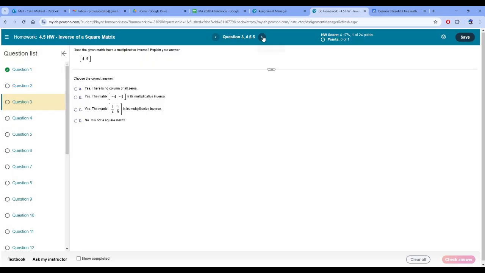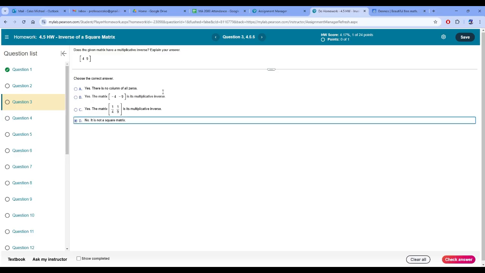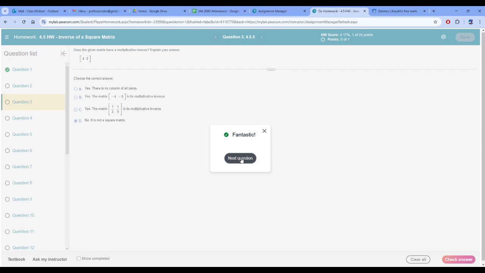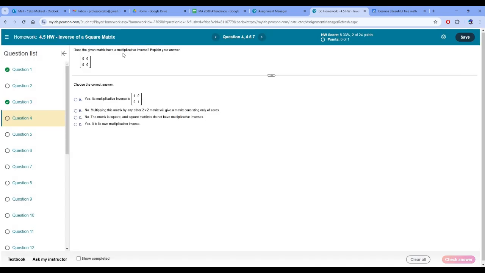You guys got that? Does the given matrix have a multiplicative inverse? No, because it's not a square matrix. Only square matrices have inverses. Does the given matrix have a multiplicative inverse? This is 0, 0.